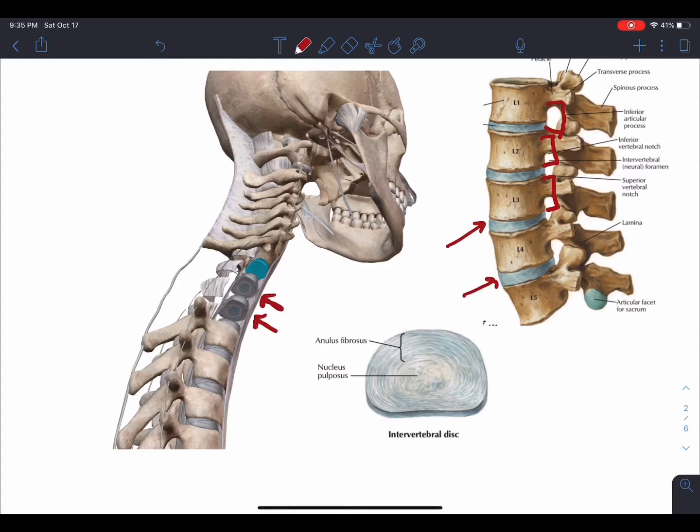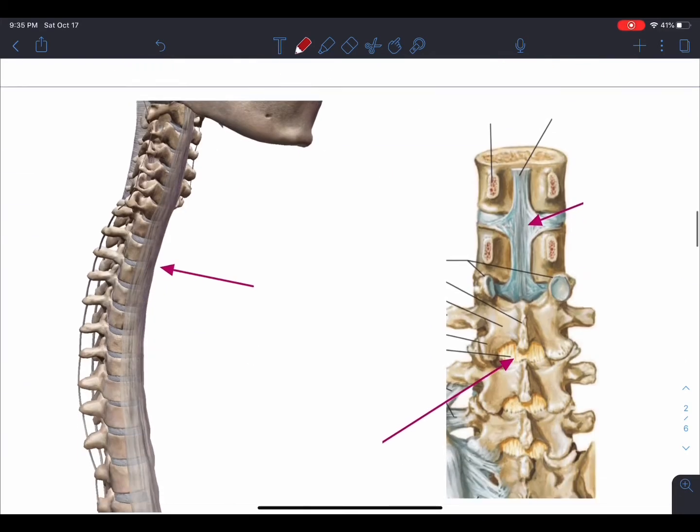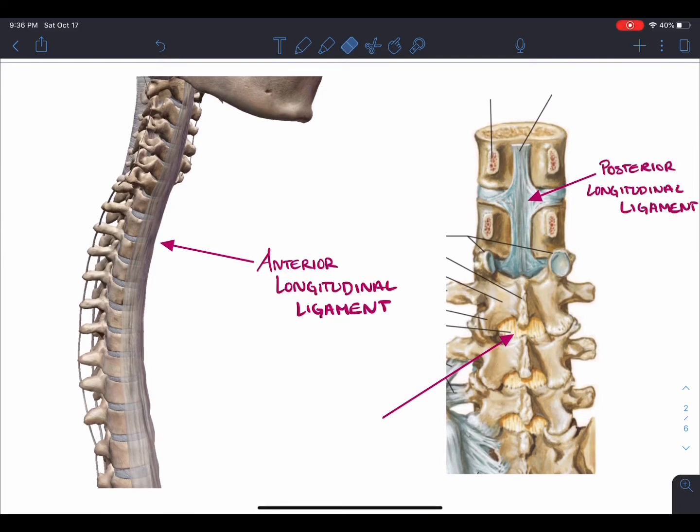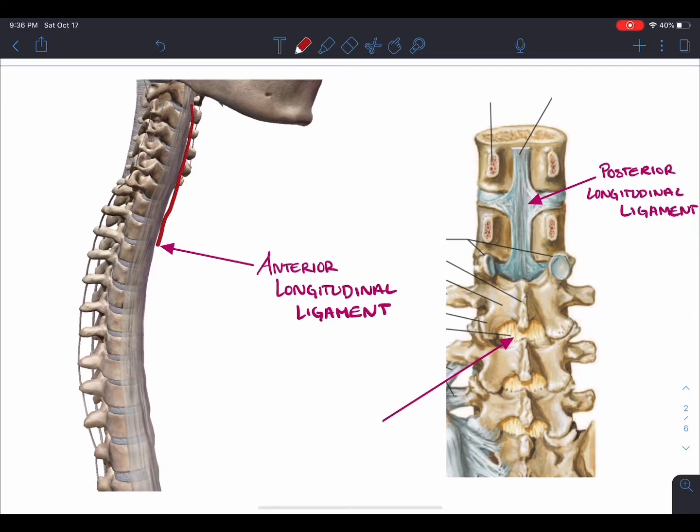The IV discs have an outer layer called the annulus fibrosus and a jelly-like central portion called the nucleus pulposus. Next, we have the anterior and posterior longitudinal ligaments. The anterior longitudinal ligament runs along the anterior surface and connects the anterolateral portions of the vertebral bodies and intervertebral discs. This is a strong, fibrous, broad band that stabilizes the intervertebral joints and limits extension of the spine.